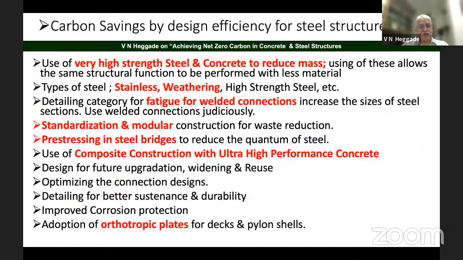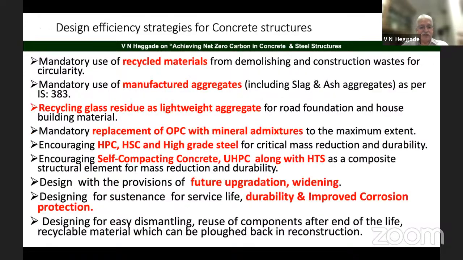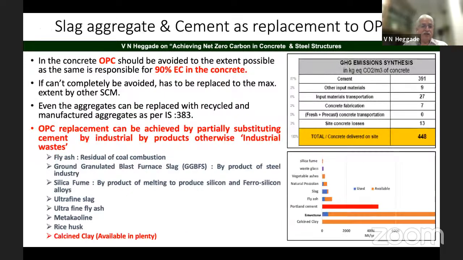I'll just go faster. Similarly, for the steel structures as well as the concrete structures, I'll give some illustration over here. Now, the use of slag as well as fly ash is well understood by all the civil engineers and structural engineers, and the majority of the OPC is being replaced by slag or fly ash in our country. Even in some cases, the fine as well as the coarse aggregates of the slag have been used. In some cases, fly ash also has been used.